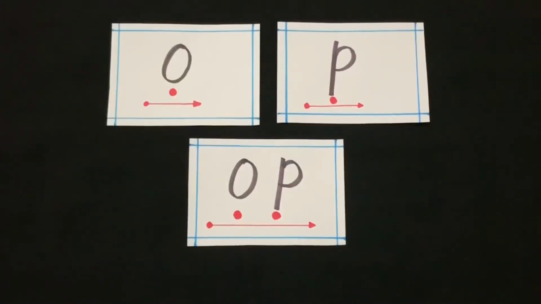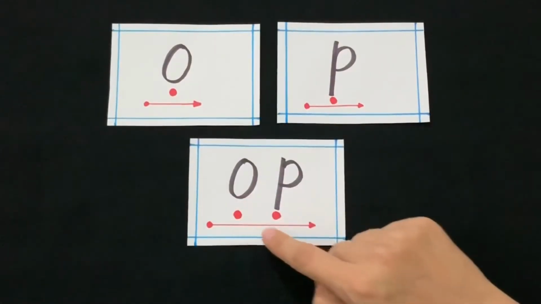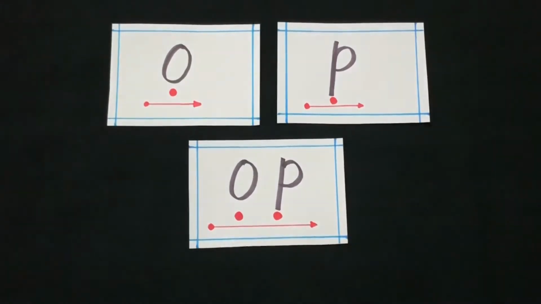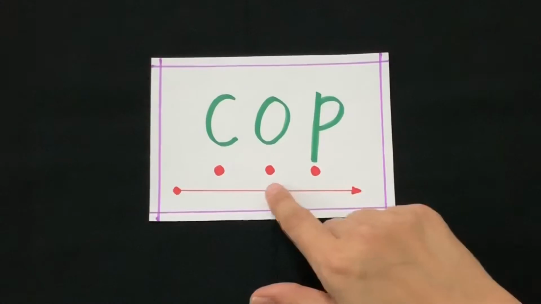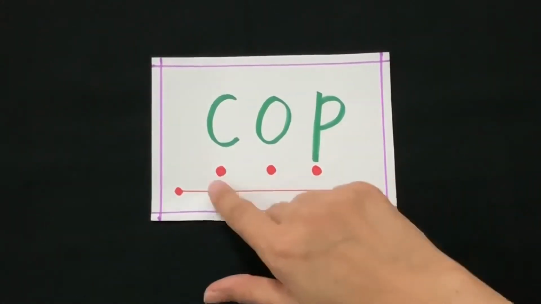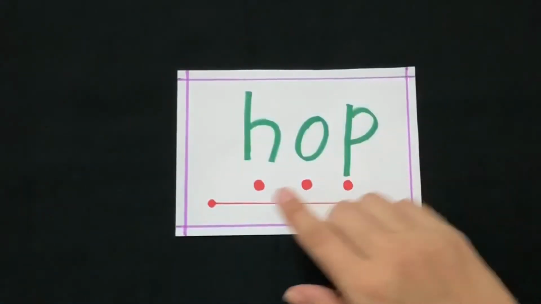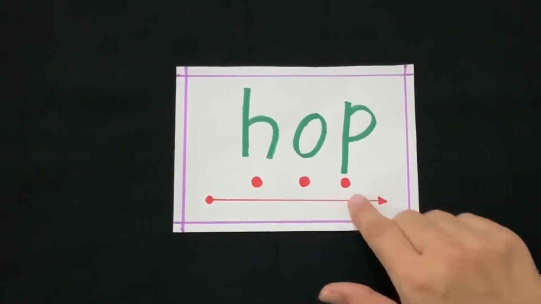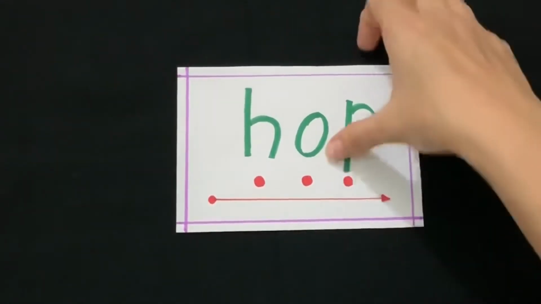So next family words are for op family. Op, op, op. K-O-P, cop. Hop, h-op, hop.